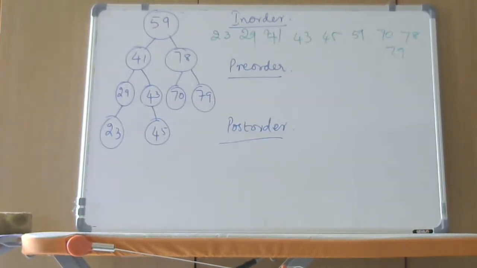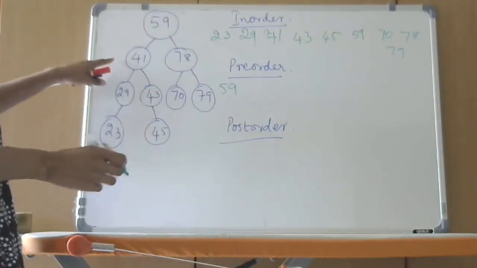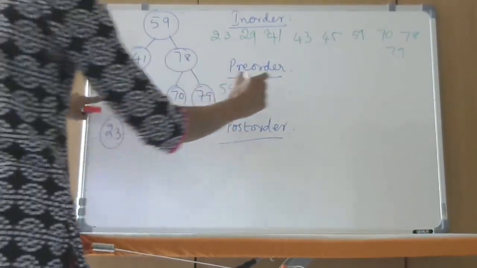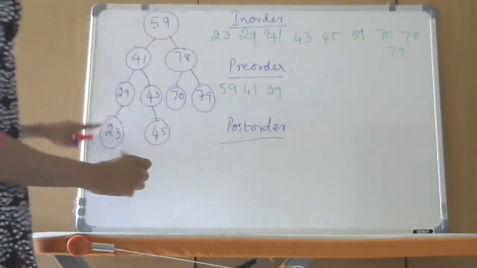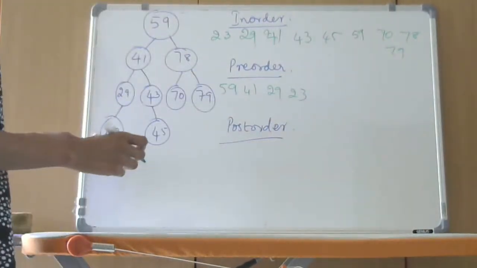Next is pre-order. Pre-order is what? Root, left, right. Pre, so root should come before left and right. That's how you should remember. Pre-order is root, left, right. So I start with root. Then left; when I come to left, again I start with root. I come to left, again I start with root. Root, left, right. So left is 23. There is no right, so I'll go back.